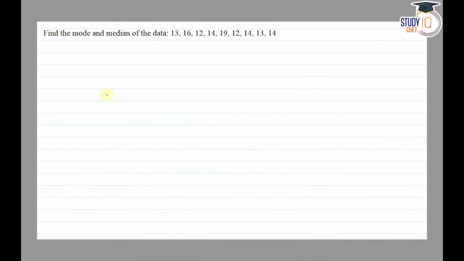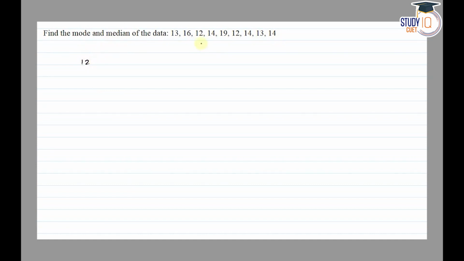Hello everyone, this question appears in class 7th NCERT chapter of data handling. This is fourth question of its exercise 3.2. So the question says that find the mode and median of data 13, 16, 12, 14, 19, 12, 14, 13 and 14. So firstly हम इसे ascending order में rearrange कर लेंगे.